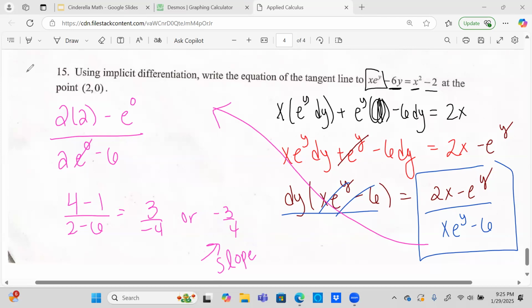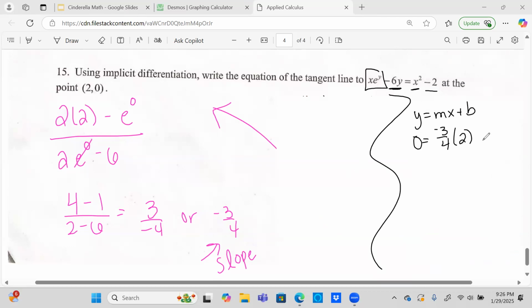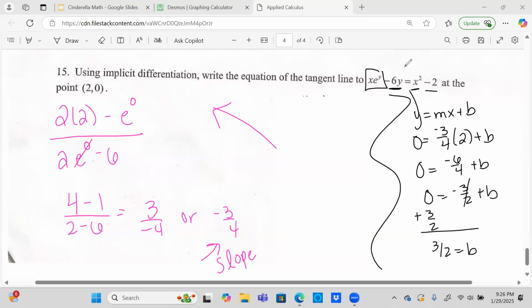All right, let me cover this up. And now you have your two different ways you can get your line. Do whichever one you prefer. I like y equals mx plus b. We just found the slope is negative 3/4. Our x is 2. Our y is 0. That's from the point. We want the b. So we have 0 equals negative 6/4 plus b. That reduces to negative 3/2. Add. And there's our b. So my line using this method would be y equals negative 3/4 x plus 3/2.